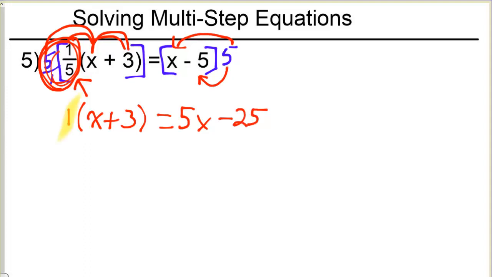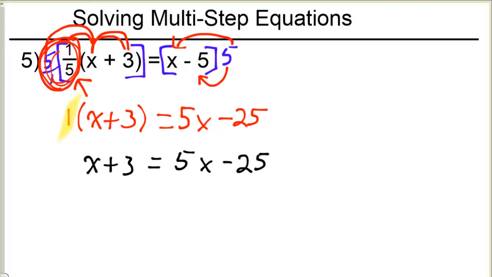Now on the left-hand side, we have a 1 out in front, and 1 times anything is identity, which means I don't really need the 1 or the parentheses. So I'm going to drop the parentheses and bring the x plus 3 on the outside. So that's just an extra step. And now I've simplified and combined everything on both sides.